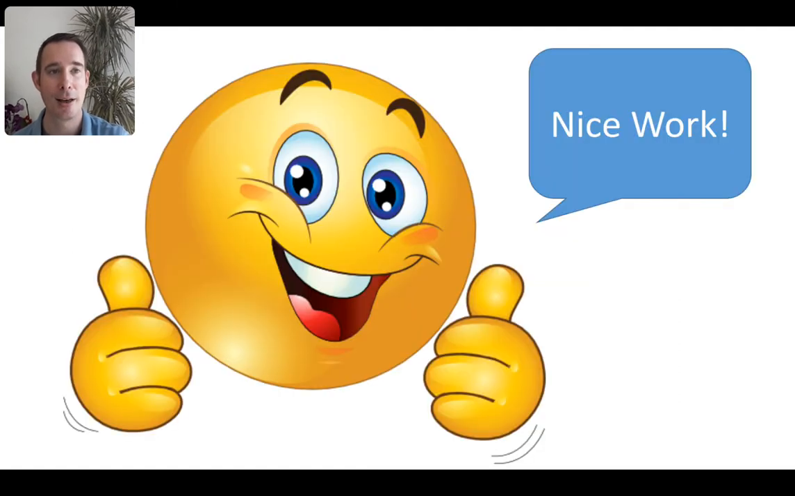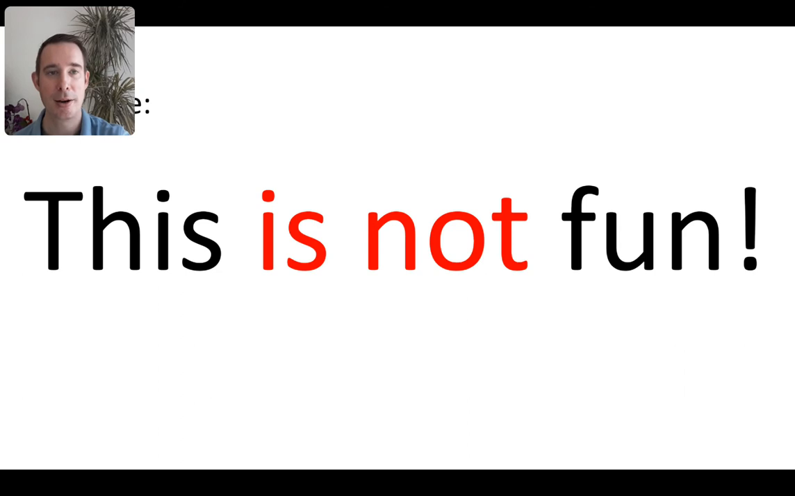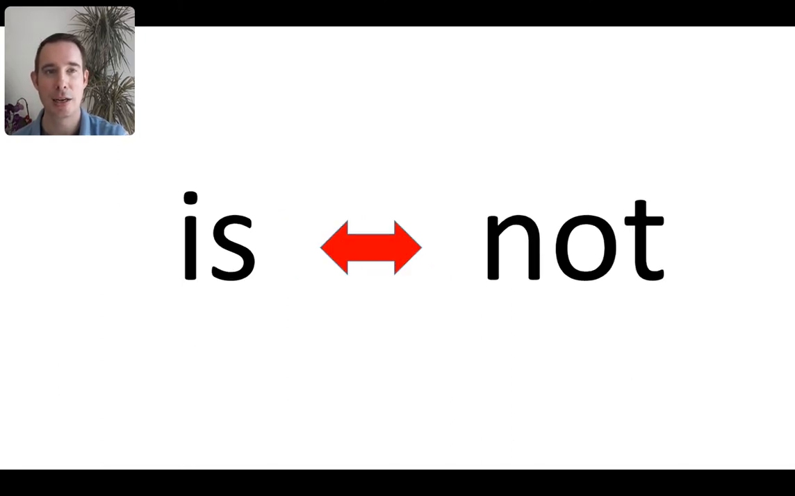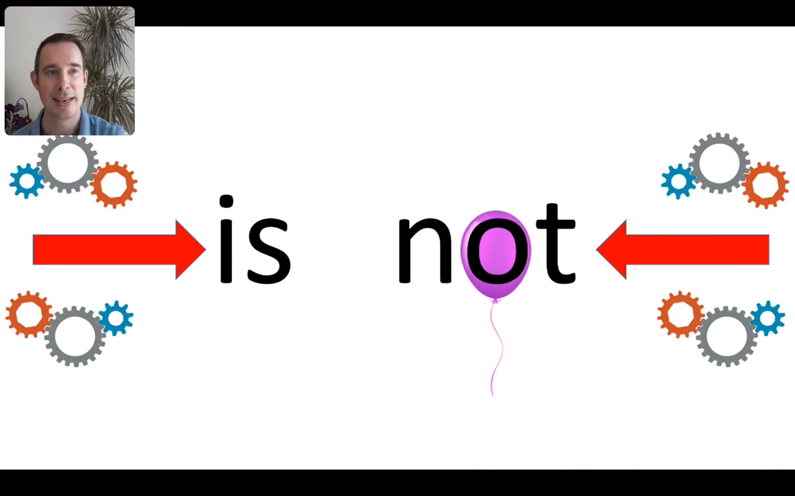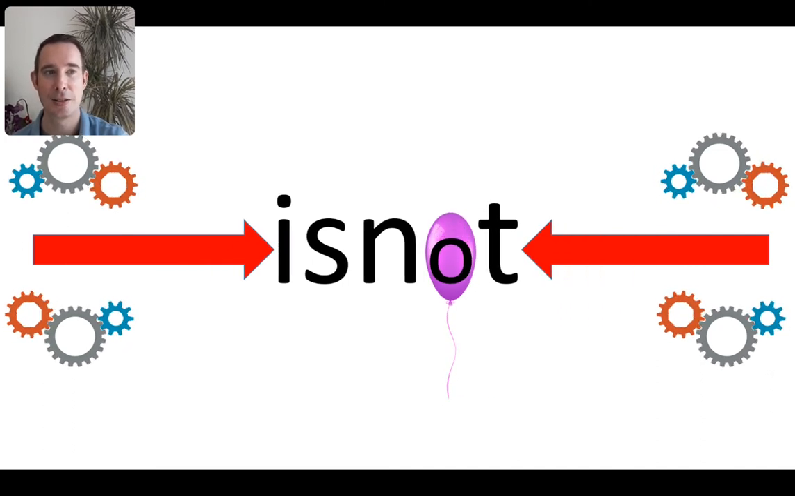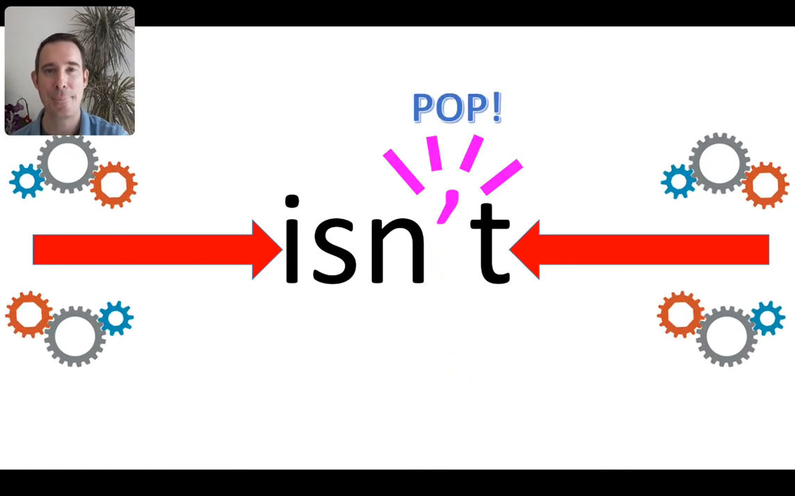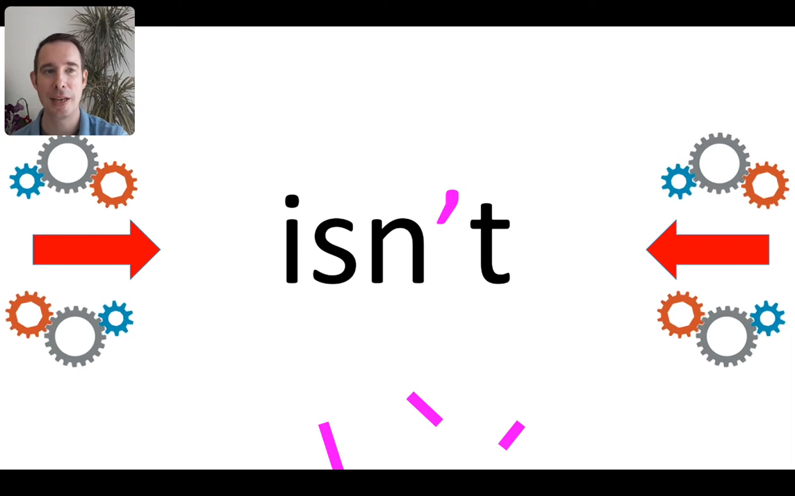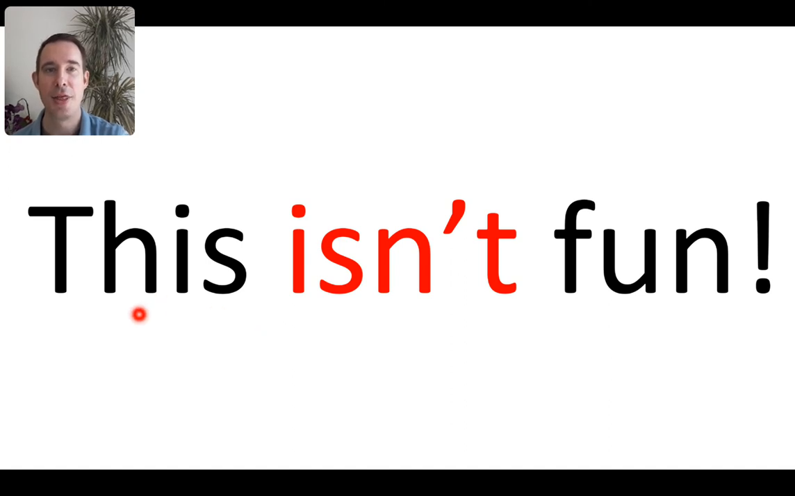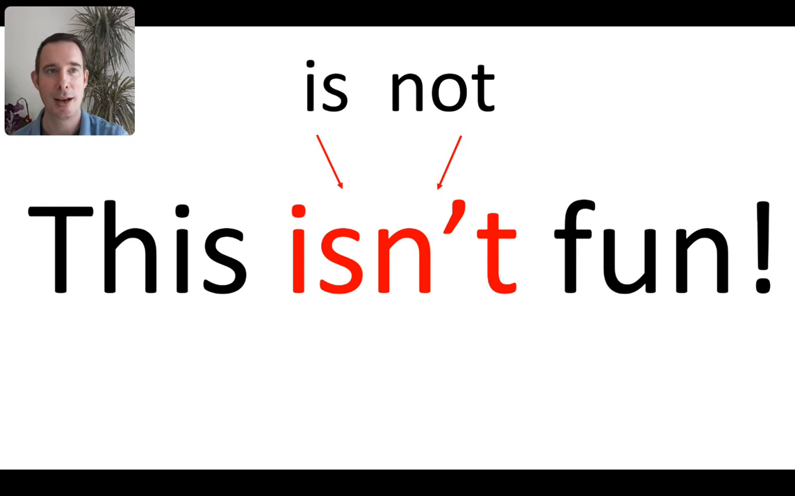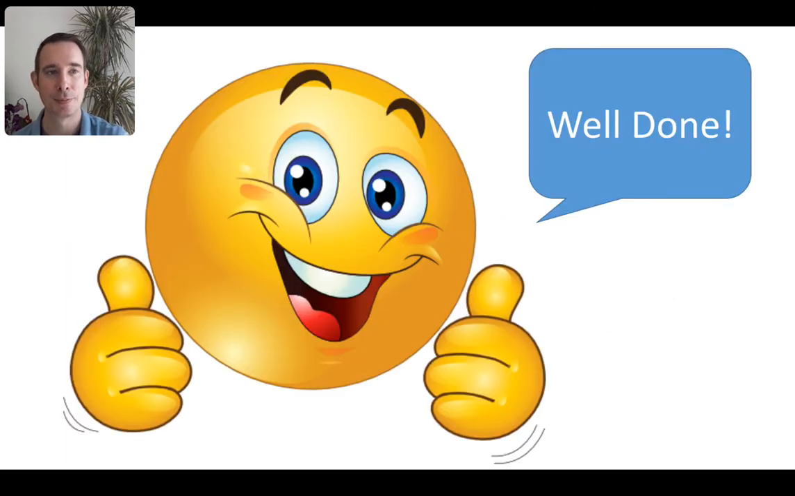All right, let's see if we can find another one. Nice work. Let's read this together: is not fun. Is and the negative not. Do you know what the contraction is for is and not? Let's have a look. In the machine it goes. The O in not is our balloon. Is not. It's getting closer. And there's the balloon. And pop! There goes the balloon, leaving the apostrophe: isn't. Isn't is the contraction. Back into the sentence: this isn't fun. Good job. Is not contracted is isn't. Well done.